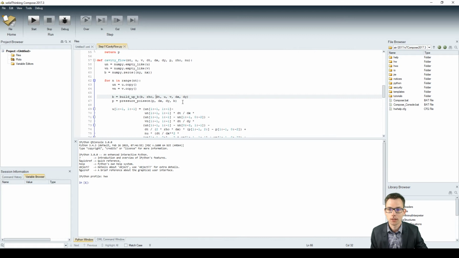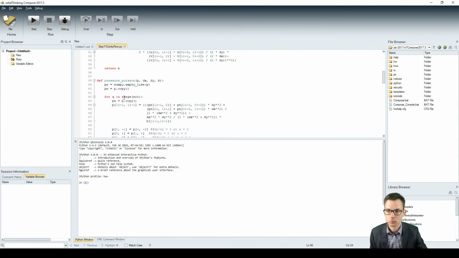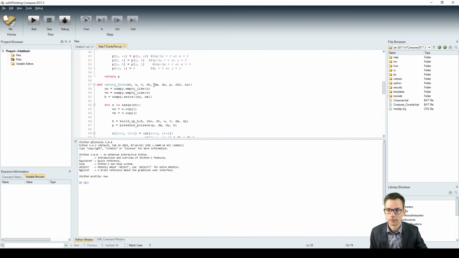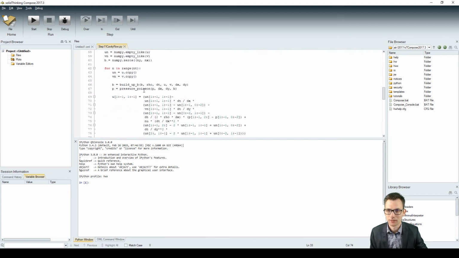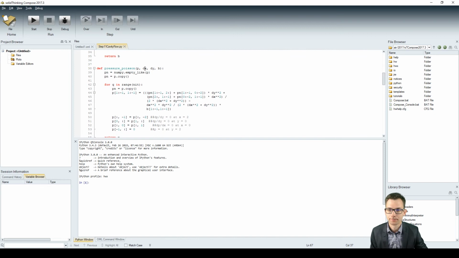And here we have two separate subroutines. So first up, we build b. b is, as said, this term in the brackets. So this is another function, which is over here, and here it's just building up this term. And right after that, after building b, we have the pressure Poisson function, which does the rest of the Poisson equation. And this is right over here.